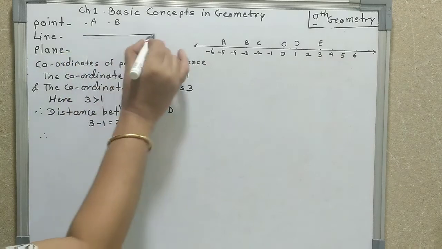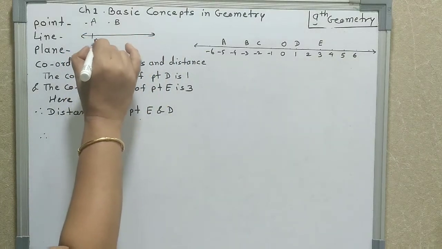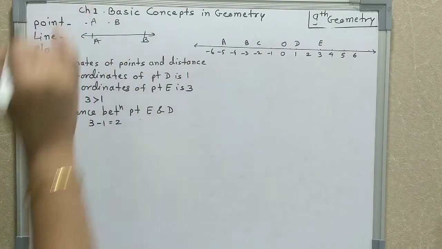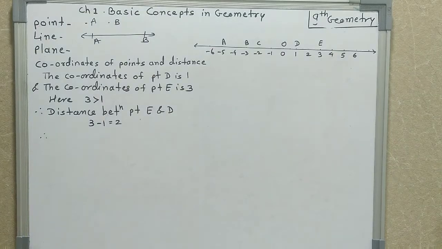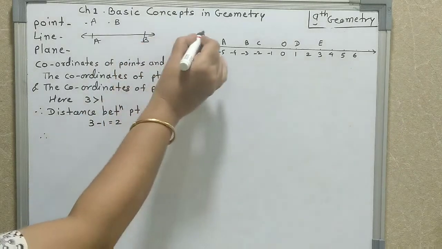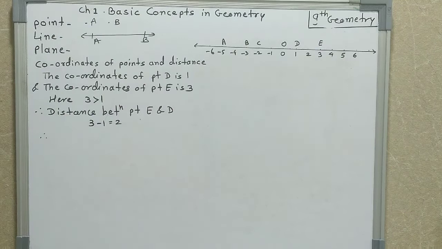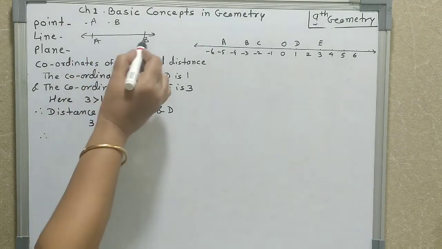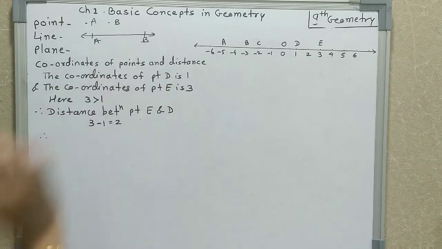So this is one line. Here point A and here point B. A line is a set of points which extends infinitely in both directions. This line extends in this direction also and this direction also. So if A and B are two points given on the line, we call the line, line AB.